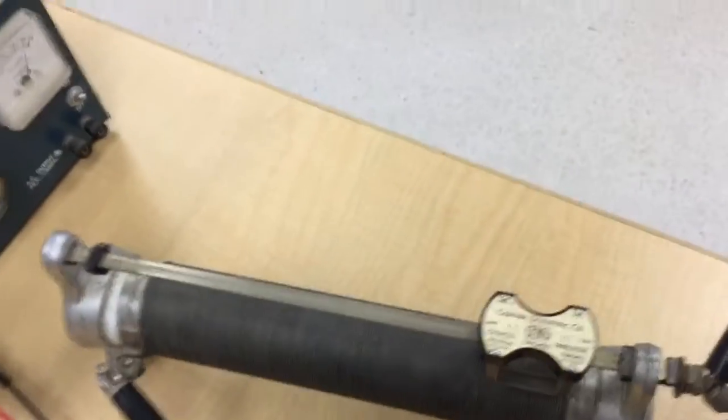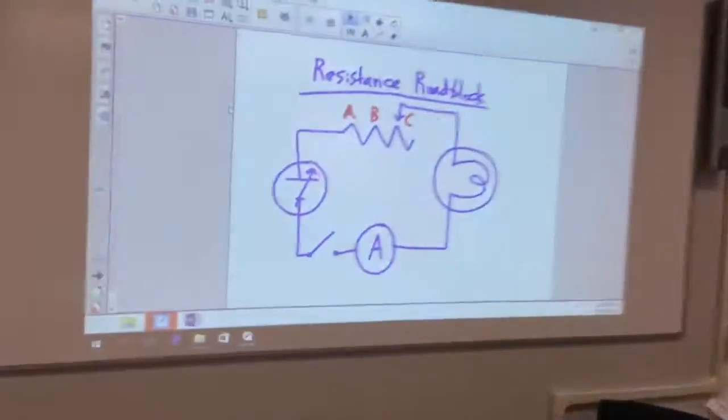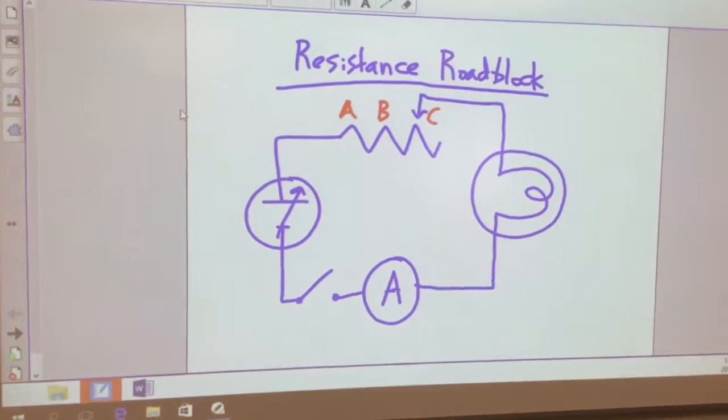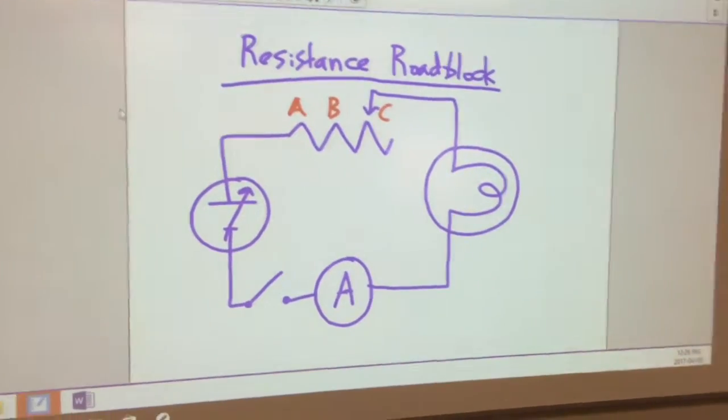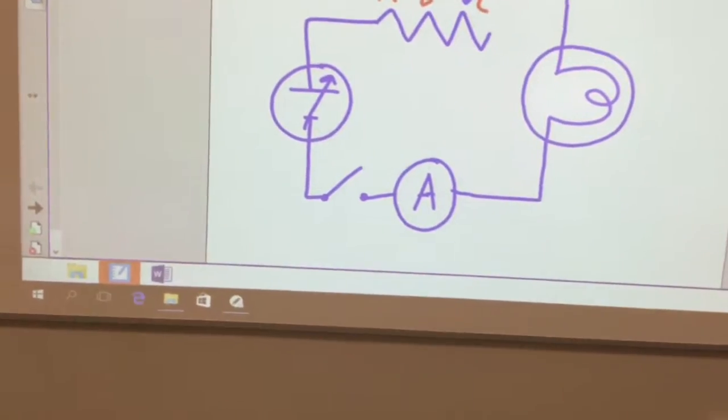So the first thing we've got to do is make a prediction. Okay, so here's the circuit diagram. You'll want to copy that down under apparatus for resistance roadblock. Now I'm going to move to the next page here.